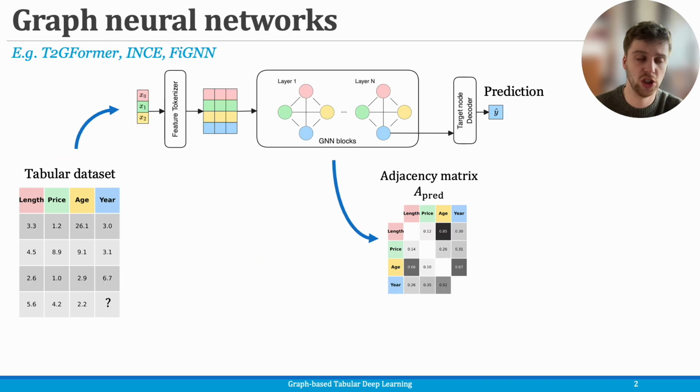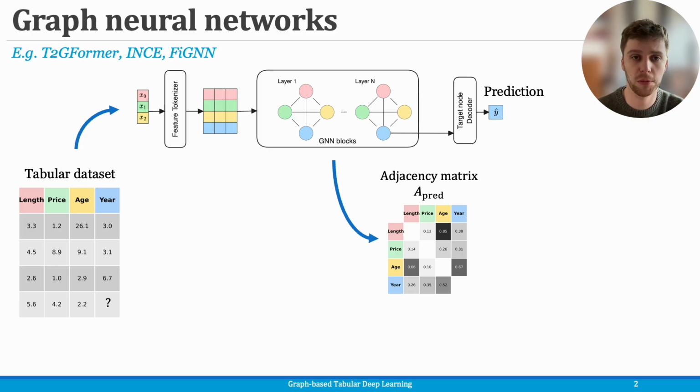Let's first discuss GNNs, or graph neural networks, such as 2G-Former, INCI, and PhiGNN. So in this example, we are trying to predict year, given the features length, price, and age. So how does this look like? Typically, the first three features are being passed through a feature tokenizer, which elevates the cell values into embeddings, and these embeddings are being processed through a series of GNN layers. And finally, the target node is passed through a decoder to predict the target variable.